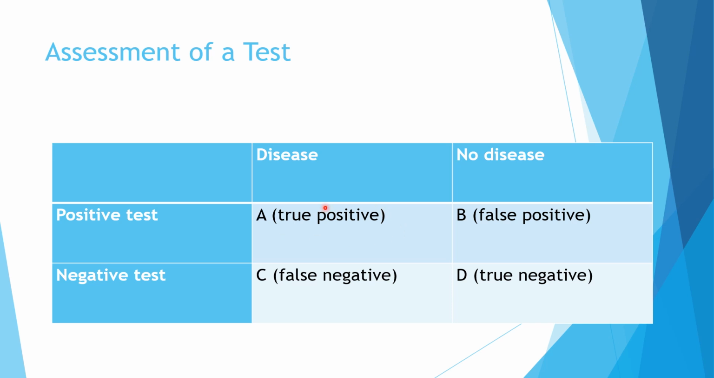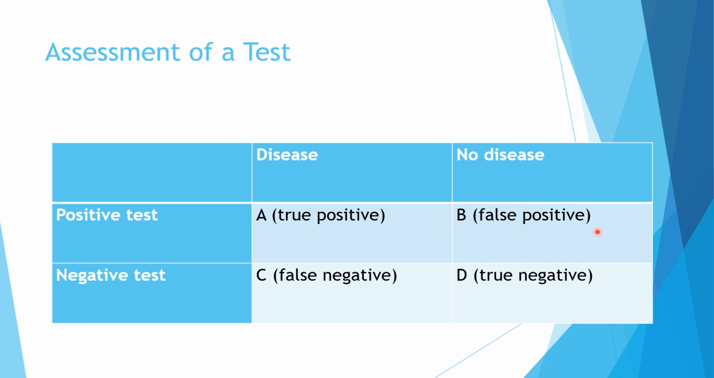So here A is the true positive, so they have the disease and the test shows that they have a positive result. C here is the false negative, meaning that they have the disease but the test shows that they don't, they are negative, so it's false negative. Here, this column, as we said, there's no disease.